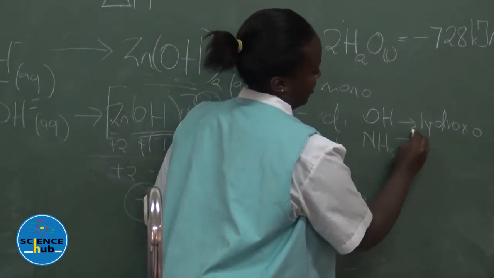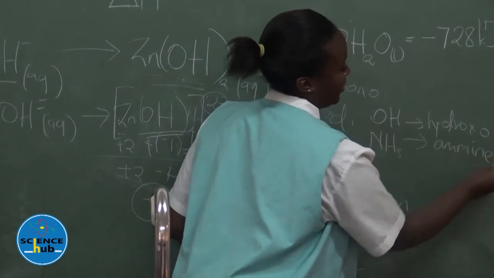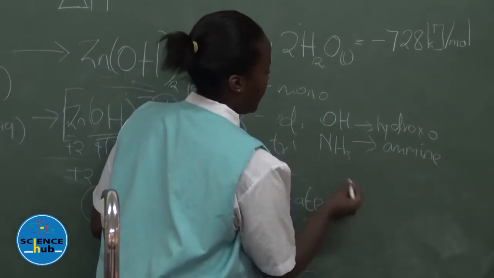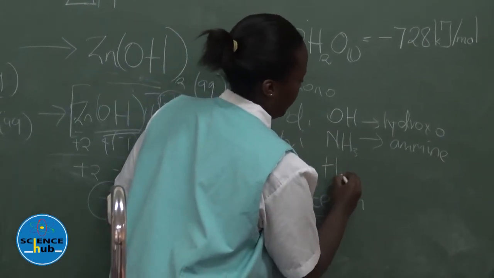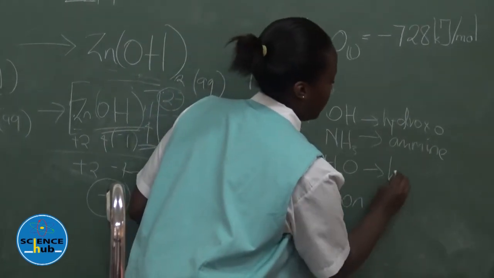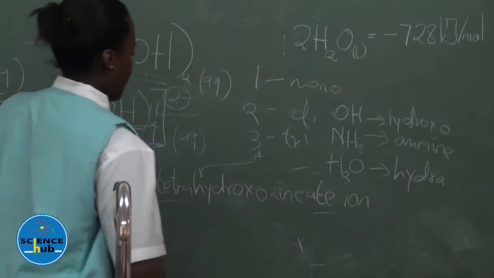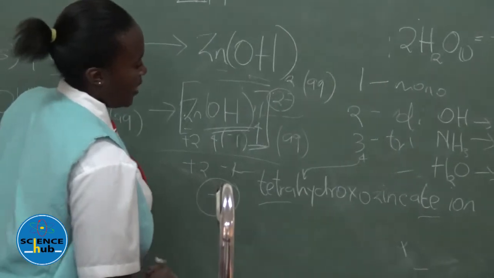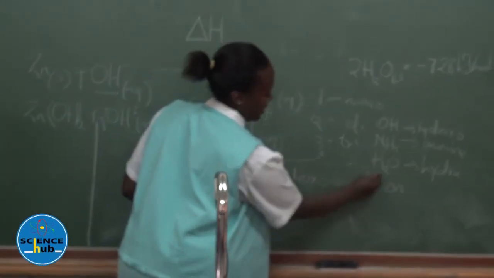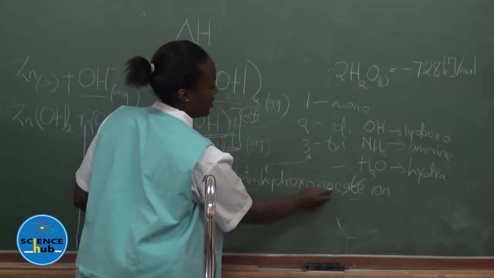NH3 is going to be amine, from the word ammonia. Then we have water, which in this case would be called aqua. So if the net charge here was positive 2, then the ate will not be there and it should be tetrahydroxyzincate ion.